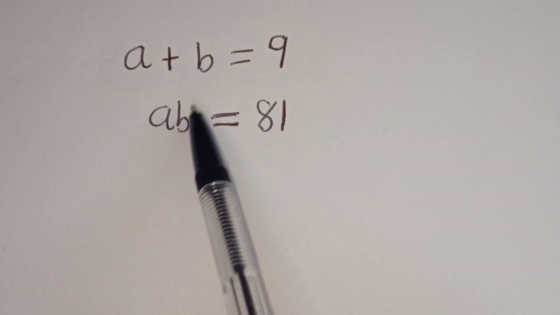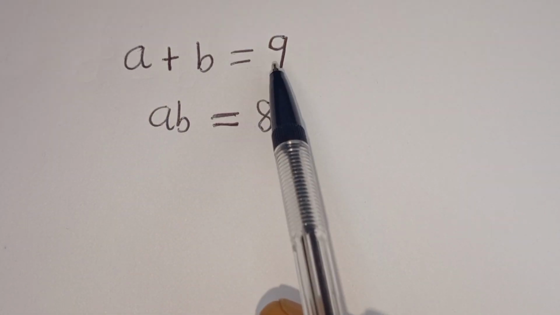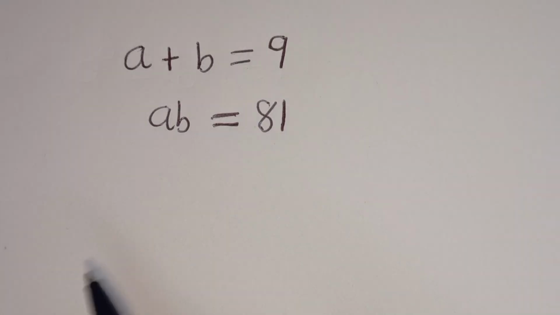Hello, how to solve for a and b in this equation? a plus b is equal to 9, ab is equal to 81. Solution.